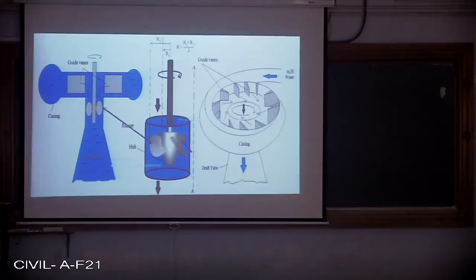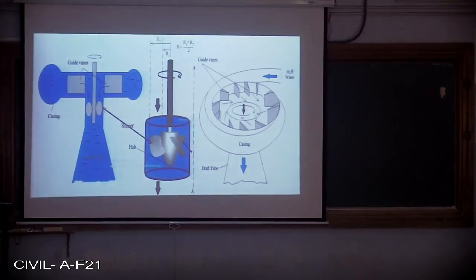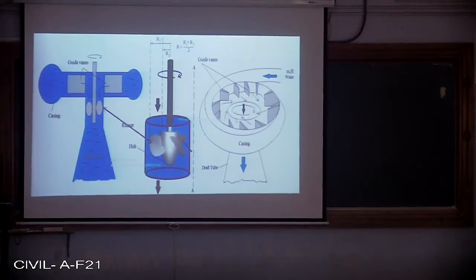Now this is the Kaplan turbine, and this is the detailed diagram of it. You can see water coming from the penstock first reaches the casing, and there are guide blades mounted. After the casing the water passes through the guide blades, which make the water rotate inside. The guide blade directs the water at a particular angle so that it develops a whirl in the water. You can see a rotational motion in the water. Ultimately it reaches the center and falls in the axially downward direction.